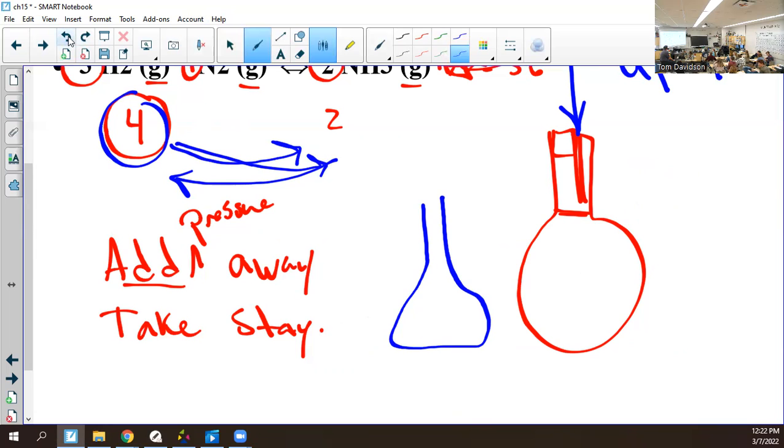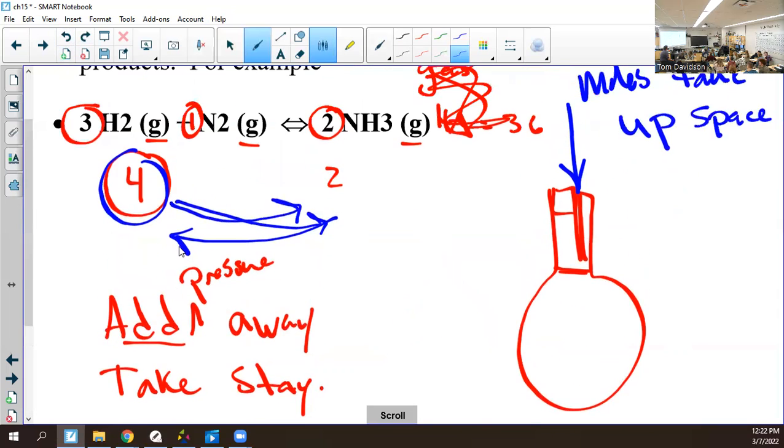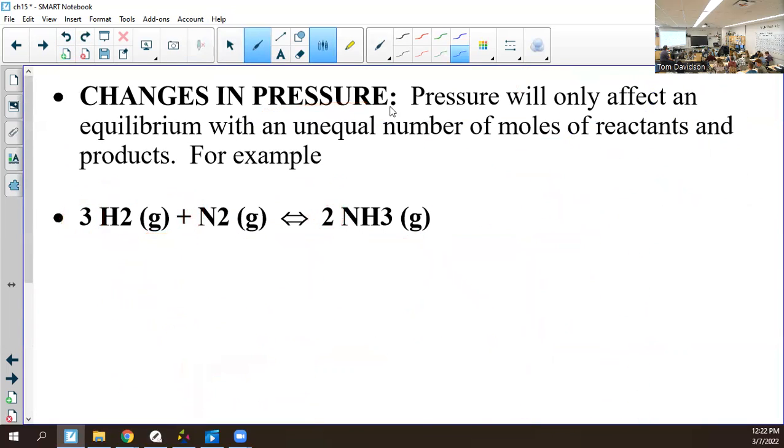Okay, moving on. Pressure only matters if you have an unequal number of moles of gas between products and reactants, because pressure doesn't affect liquids or solids, right? So it has to be gases, and they have to be unequal.